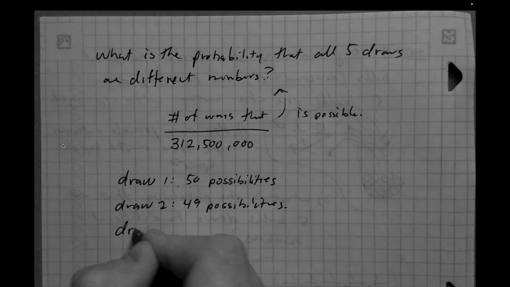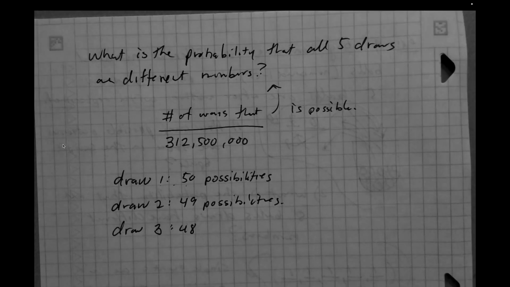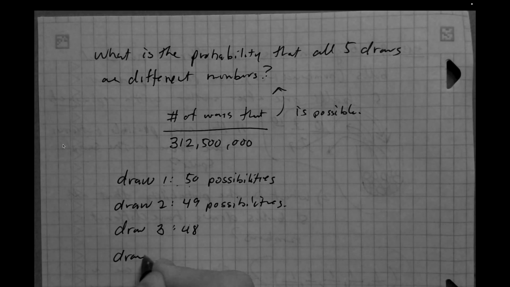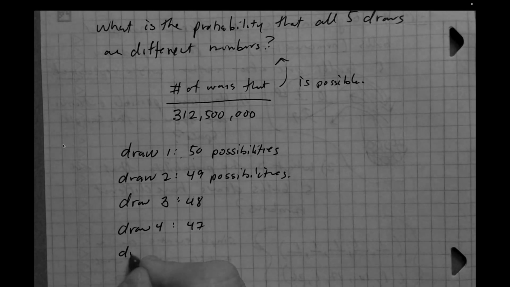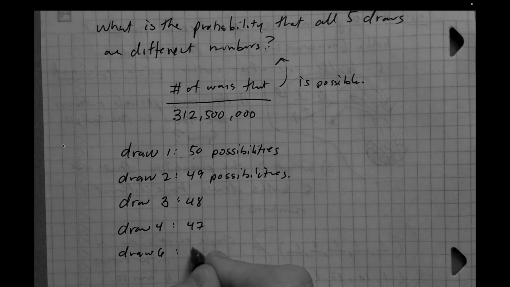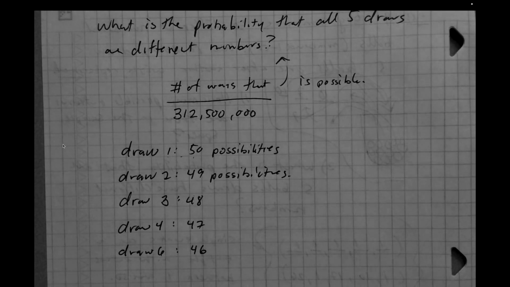What about draw 3? Well, now I've already drawn 2 balls that are distinct, so I only have 48 remaining that are different, right? So 48 possibilities. About draw 4, 47 possibilities. And draw 5, right? There's only 46 balls in there that haven't yet been drawn, right? So I have to draw one of those 46.